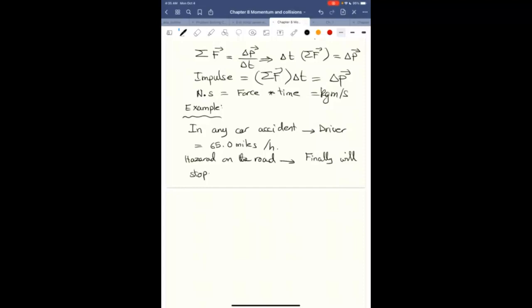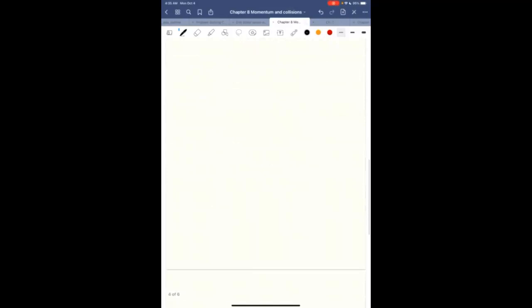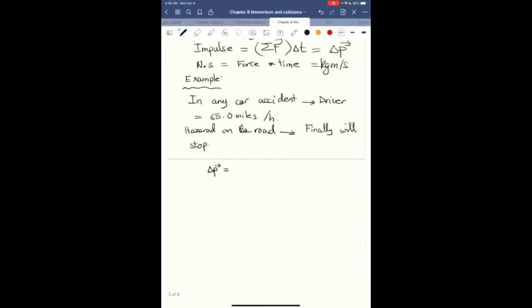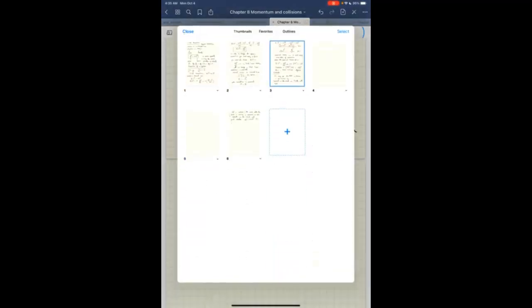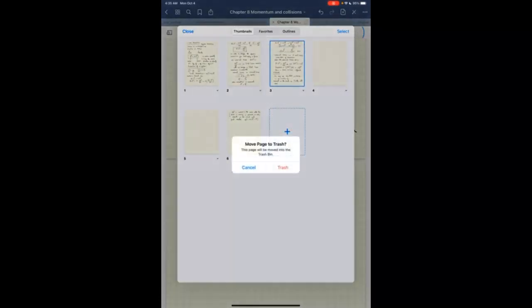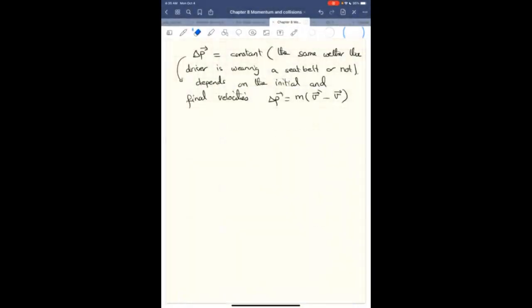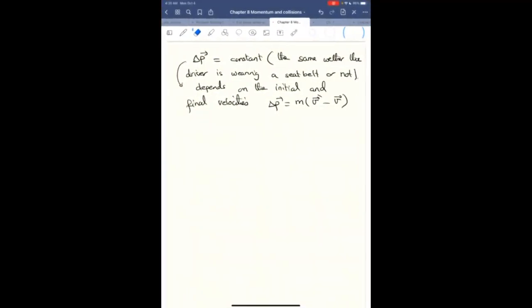Now then, that delta P, which is m delta v, is going to be the same, and it equals the impulse, which is going to be the same, because the impulse equals delta P.